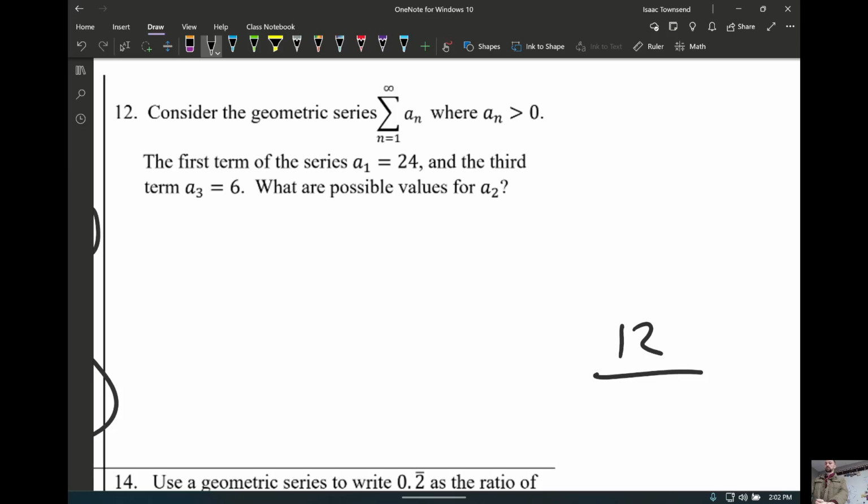I guess you could do 1/4 times. If it's a geometric series, then it has to have a pattern. So it's like 24 divided by 6 equals 4. So it's just like r equals 1/4 divided by 6, times 2.